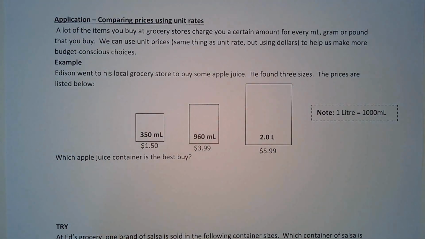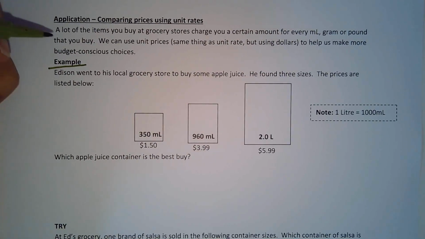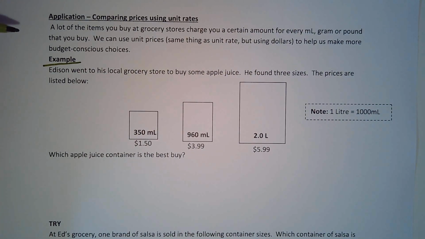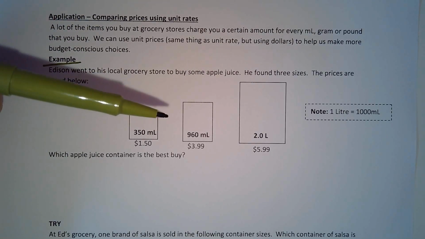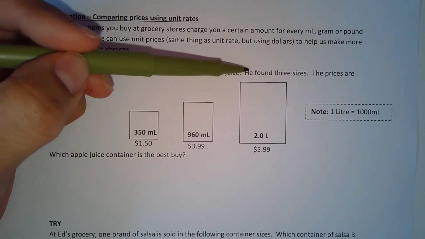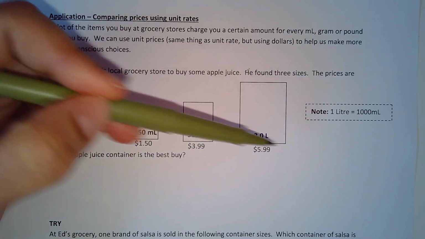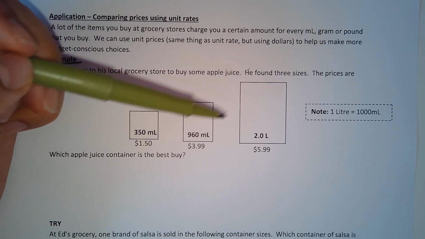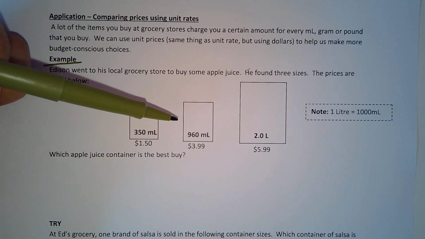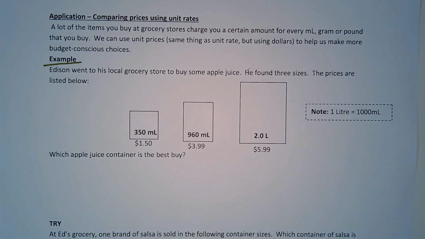sizes. So in the first example, Edison went to his local grocery store to buy some apple juice. He found 3 sizes and the prices are listed below. So typically we think we're getting the most bang for our buck when we buy the largest size, right? The more you buy, the cheaper it is typically, but sometimes items can be on sale, and sometimes a store might not have it set up that way. So which apple juice container is the best buy?